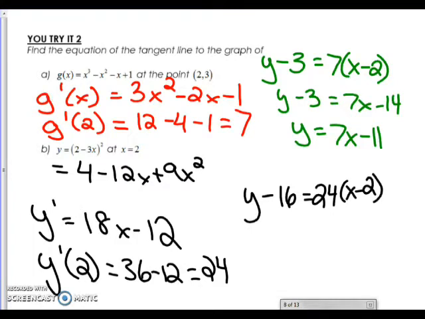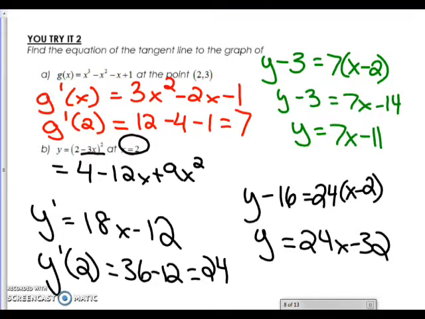Any questions on where that negative 16 came from? No. Okay. To get that negative 16, you're plugging in x equals 2, but you plug it into the original. And then we're going to have y equals 24x minus 32 is your final answer once you clean that up.